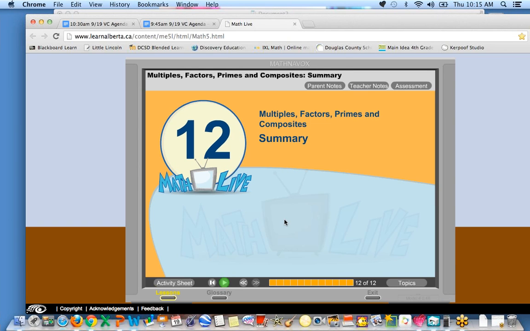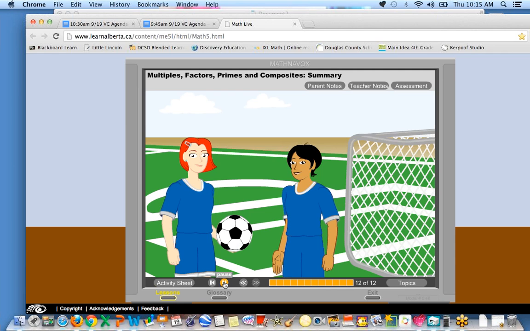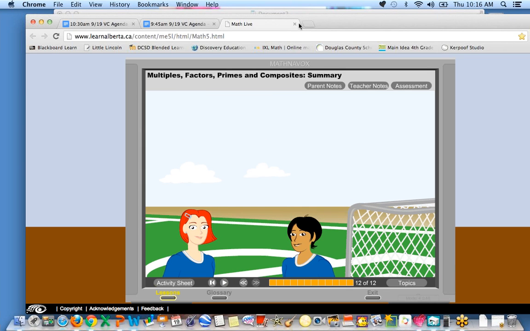Now, play. We sure were able to figure out a lot of things using factors and multiples. Woohoo! We planned our soccer team meeting, our practices, and how often we get to go for ice cream. And we learned the difference between prime numbers and composite numbers too. I can't stand it how they say composite. It's composite.